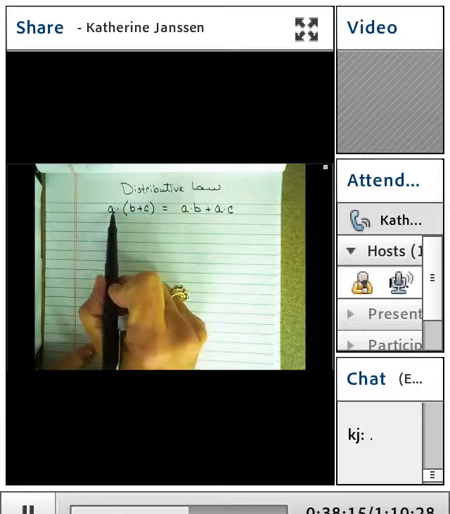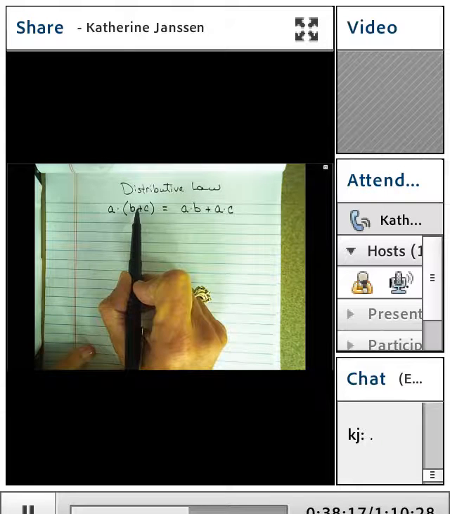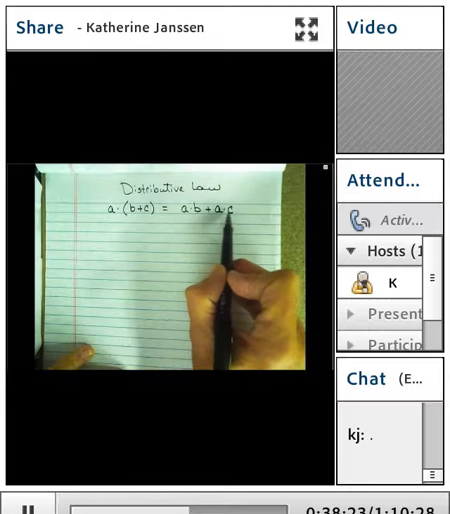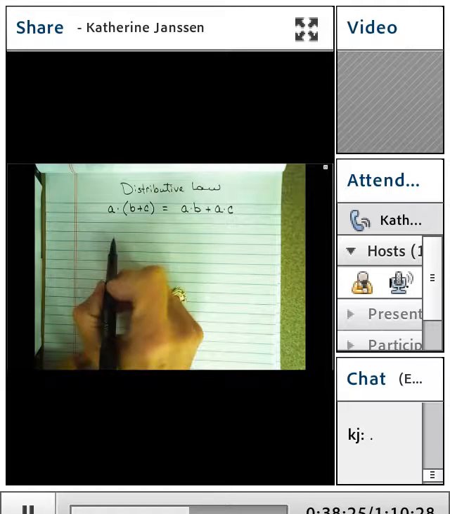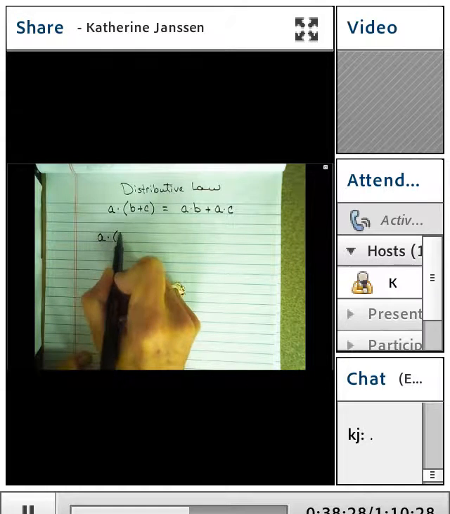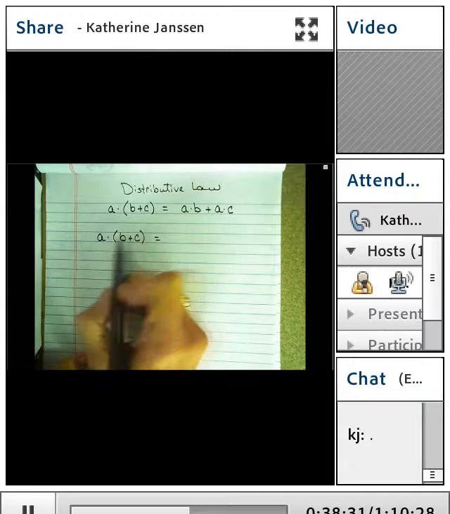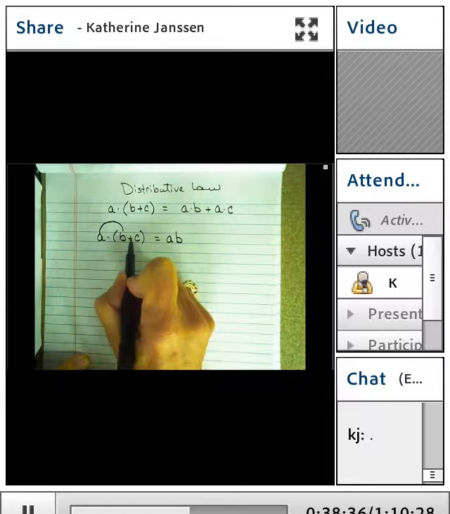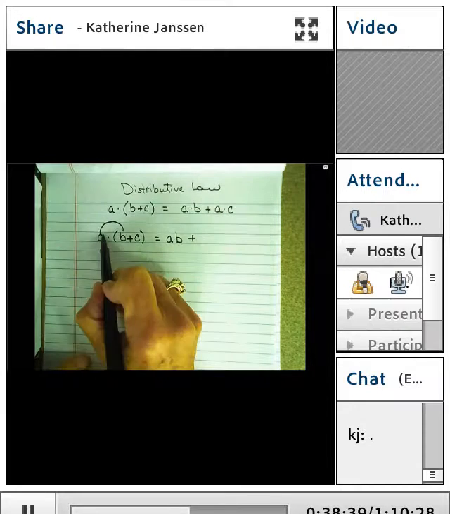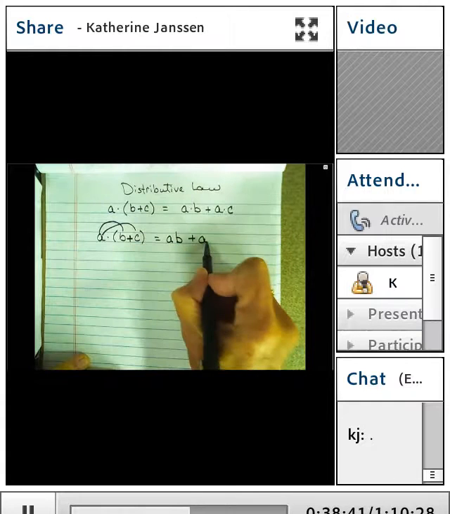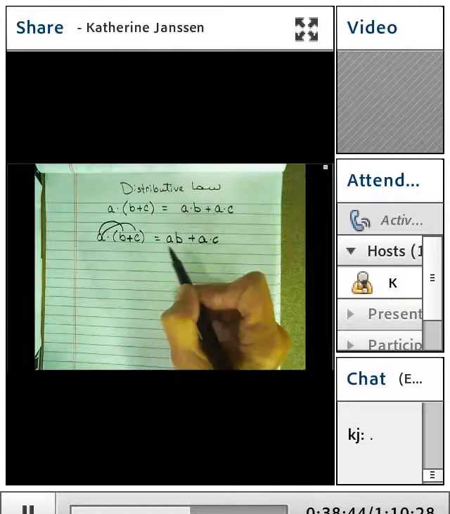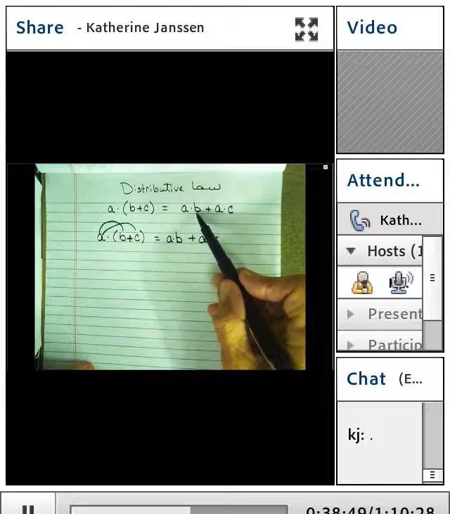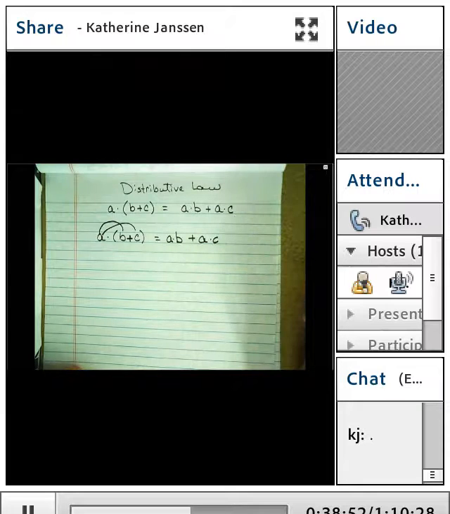So I have something times a sum is equal to something times each item that we're adding. So I use the distributive law to distribute a times the first term to be a times b. I pick up my sign and distribute a times the next term, which would be a times c. Which is AB plus AC. Now let's try an example.